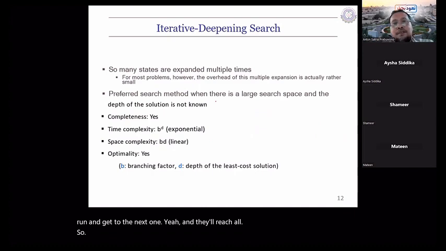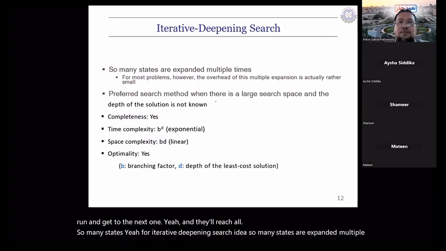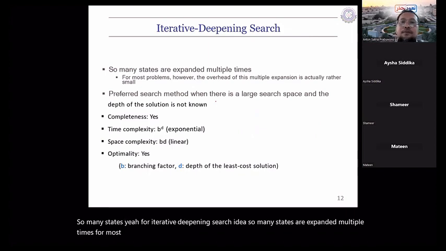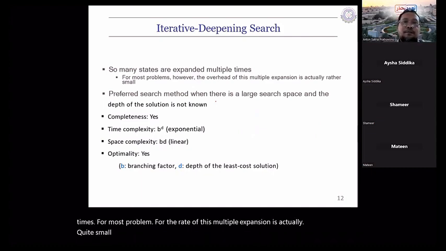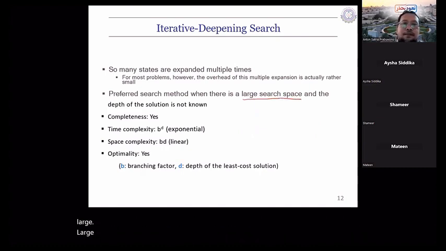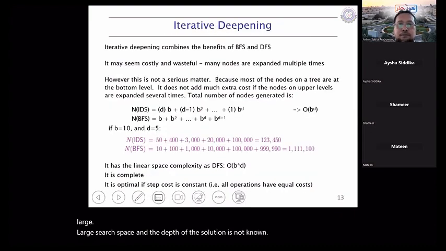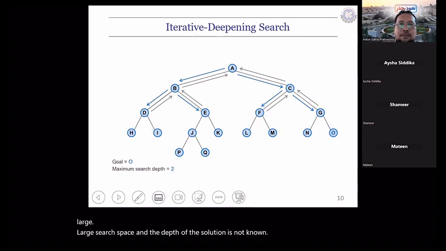So many stages are expanded multiple times in iterative deepening search, IDS. For most problems, the overhead of this multiple expansion is actually quite small. IDS is the preferred search method when there is a large search space and the depth of the solution is not known. So that is iterative deepening.